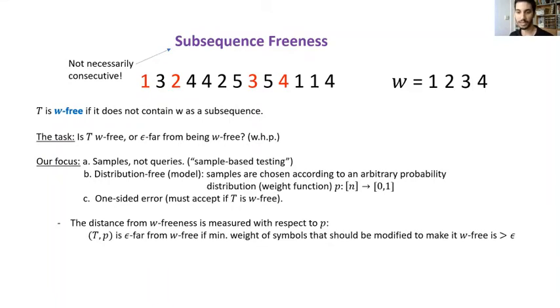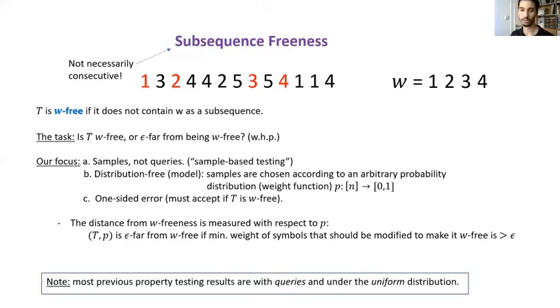We note that the distance from W-freeness is measured with respect to P. That is, the pair T, P is epsilon far from being W-free if the minimum weight of symbols that should be modified in order to make T W-free is bigger than epsilon. We also note that most previous property testing results are with queries and not samples, and among the works with samples, most of them are using uniform samples and not arbitrary samples like in the distribution-free model.